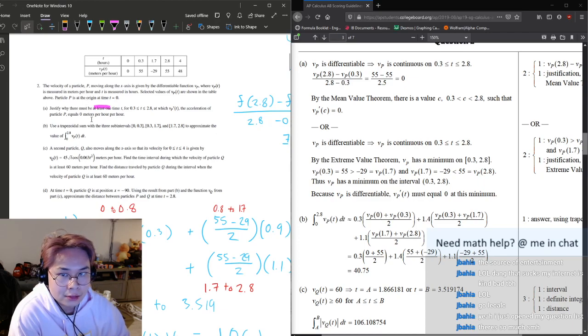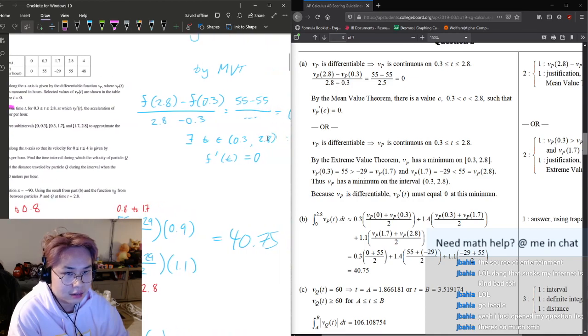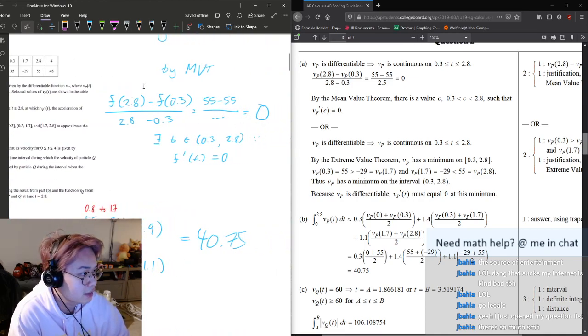Okay, part 2A, justify. All right, so this one we needed to quote MVT, which I did right here. And you can see they quote MVT right here. They have the 55 minus 55, which equals 0. Exactly the same as mine. Nice.